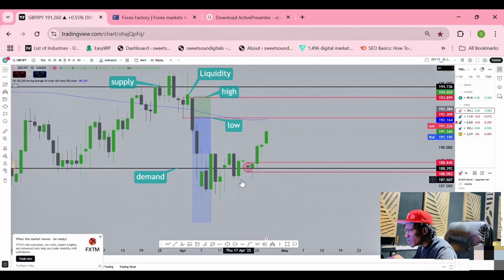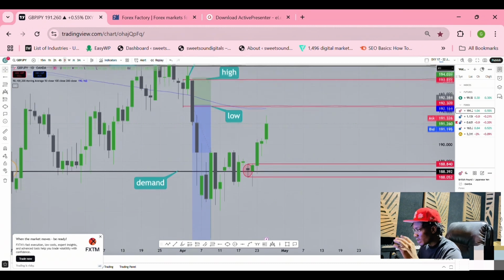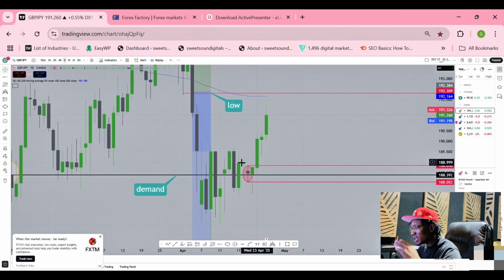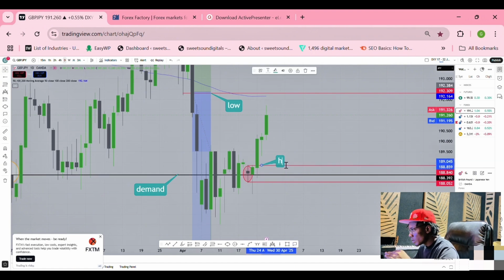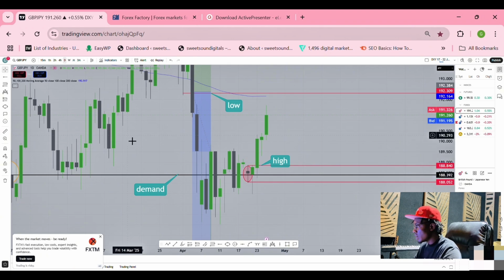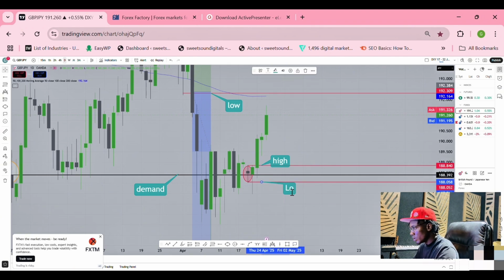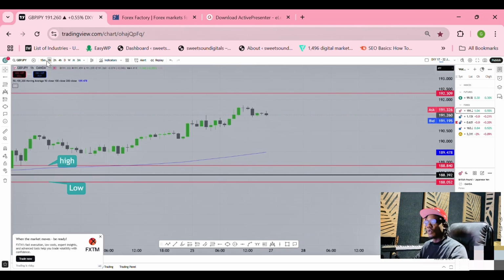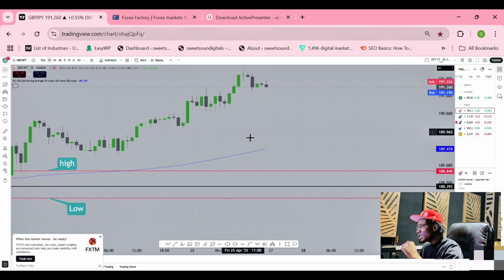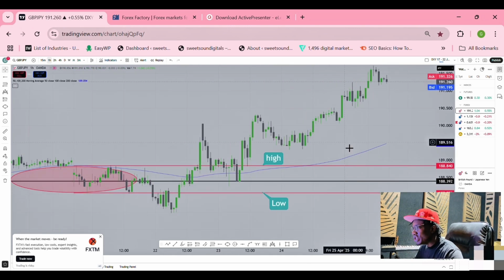Or if you don't want to use this candle, you can use the nearest big body candle here. But preferably I use this one, guys, because this is the last low that was swept. This is the high, and this is the low. Right now I'm going to the 1 hour time frame again. This is the current move now on GBP/JPY.